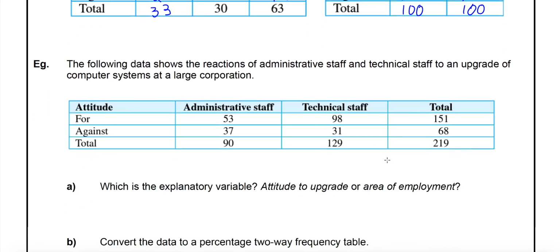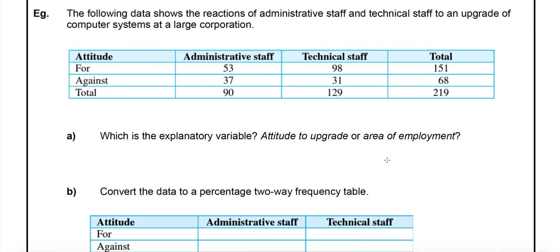Here's another example. We've got attitude towards an upgrade of computer systems. We've got a large corporation, they're going to upgrade the computer systems, and they've gone to administrative staff and technical staff and asked them, do you want this upgrade? Are you for the upgrade or are you against it? So there's all our data, which is explanatory. Well, obviously, because I told you this before, we should always have the explanatory in the column. So that's your first clue, and your RV should be over here.